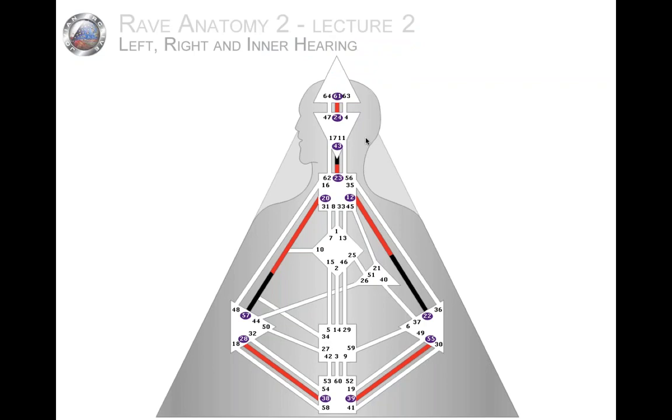Lecture 2 is about the left, right, and inner hearing. And this is kind of a fun one to understand how best you're designed to hear. For me, it's my left ear. And also the inner hearing, which is interesting. Many people on the planet are designed for inner hearing. They're not here to be influenced by outside sources. These are individuals who are really here to listen to their own inner hearing.